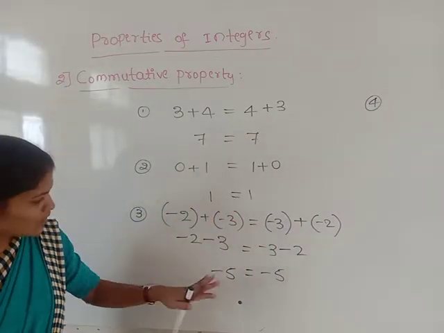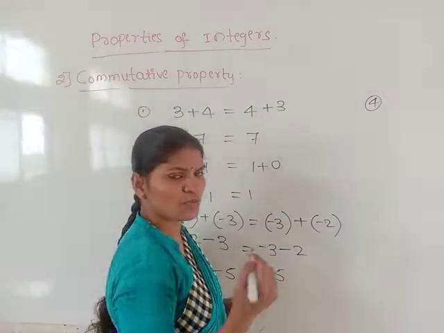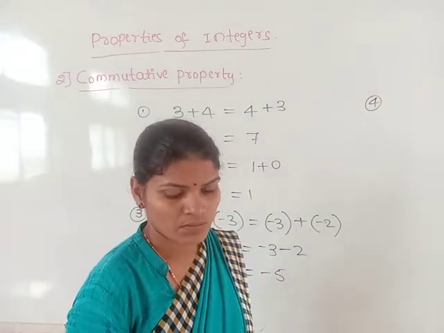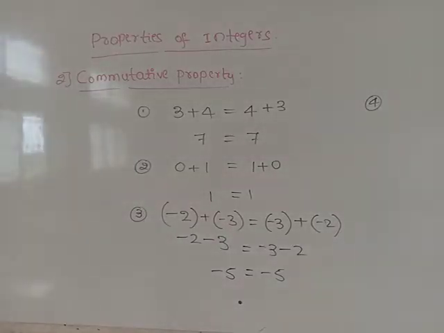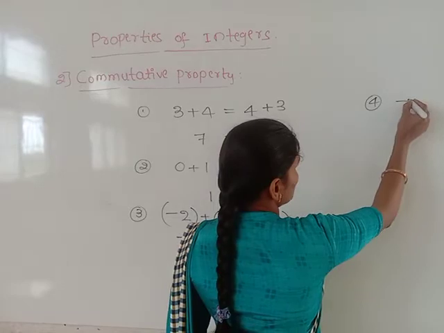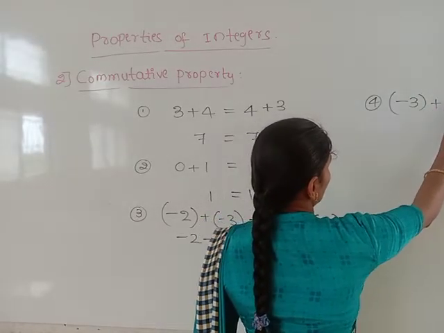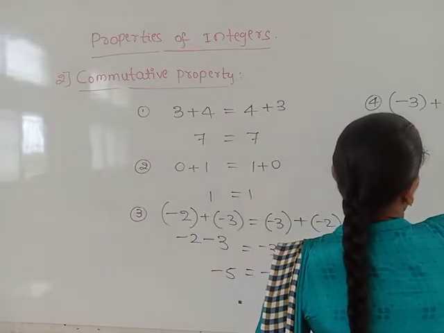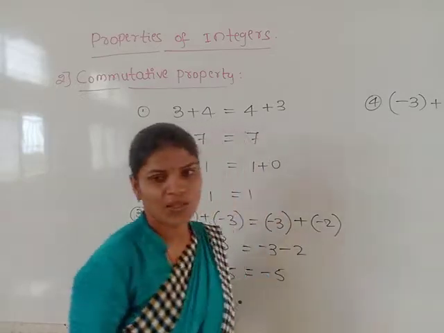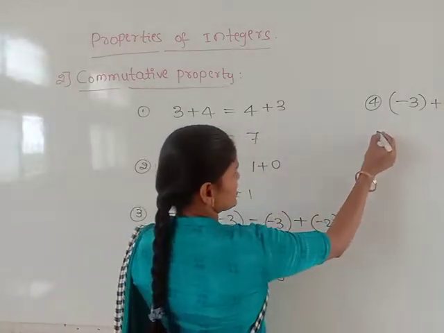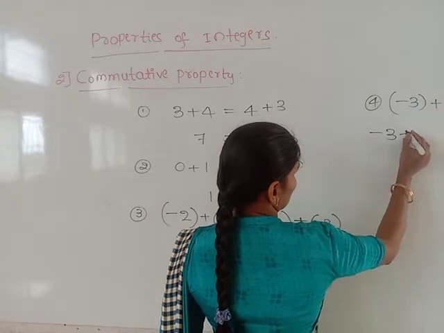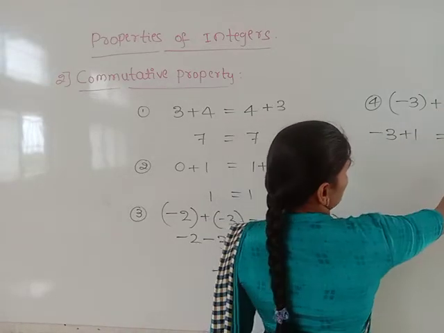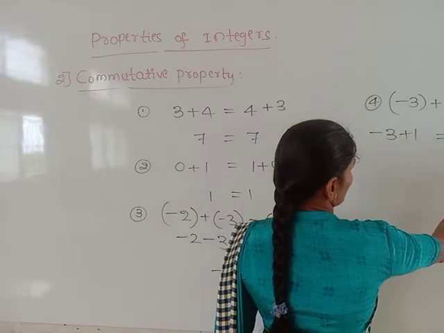Both positive and both negative cases are done. Suppose one positive number and one negative number. What will it be then? Suppose minus 3 I am adding with plus 1, and in reverse order plus 1 I am adding with minus 3. Please tell me what is the answer? Minus 3 as it is, plus into plus, plus 1, and 1 as it is, plus into minus, minus 3.